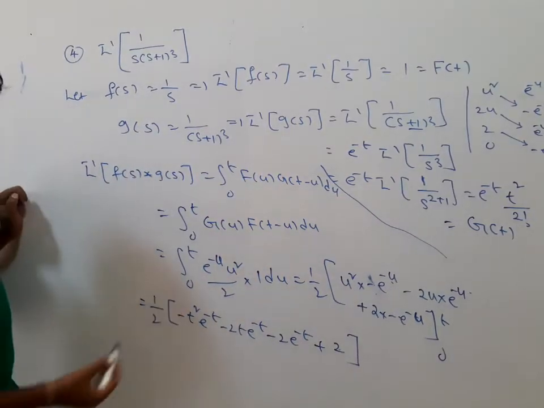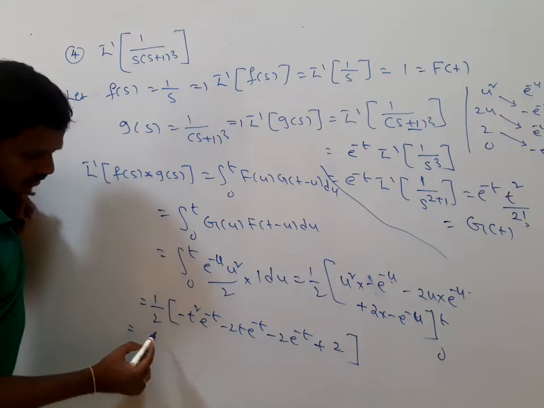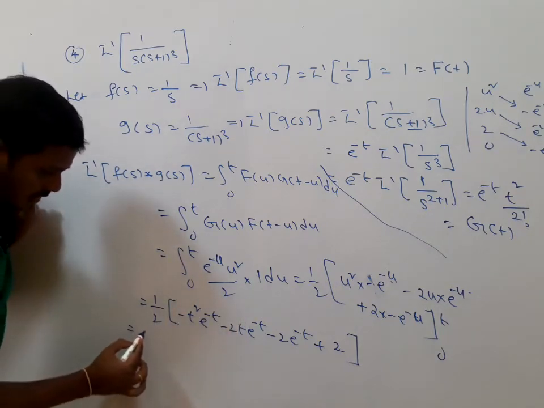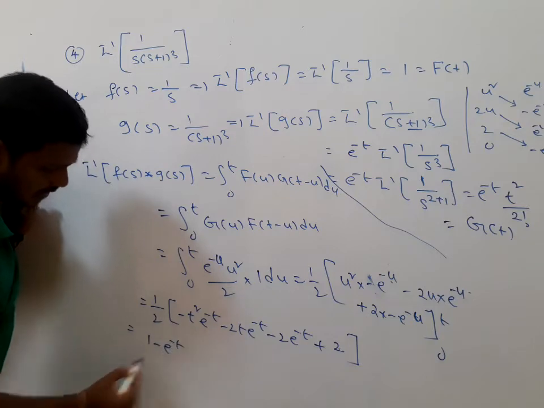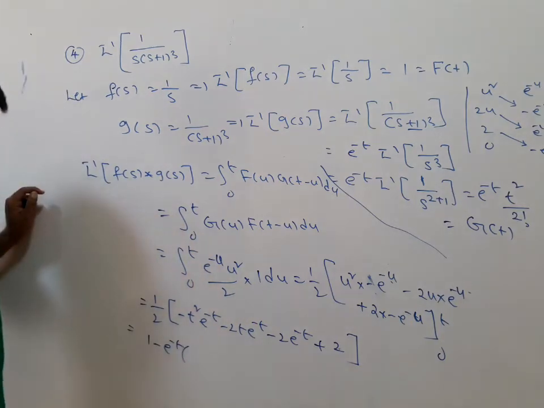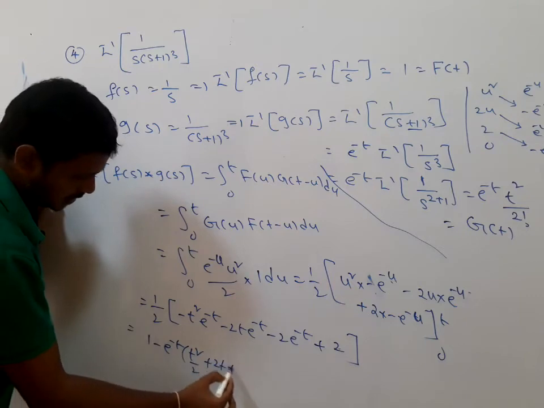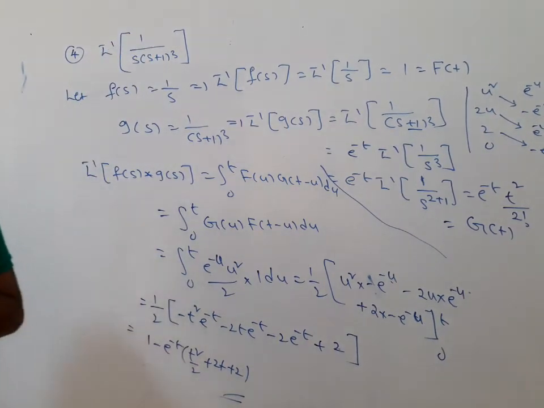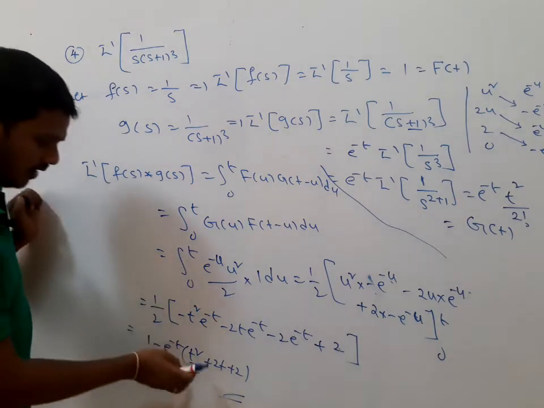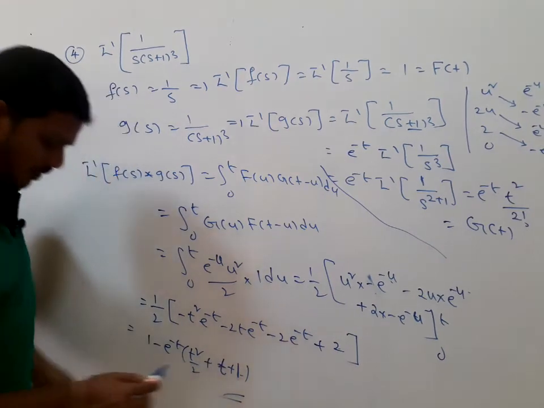So finally what we have, you can write it. If you take e to the power of minus t common, and dividing with 2, we will get 1 minus e to the power of minus t into t square by 2 plus 2t plus 2. This is your answer. This is the inverse Laplace transform of 1 divided by s into s plus 1 whole cube. Sorry, dividing with 2 we don't have 2, right? Here it is t, here it is 1. Next.